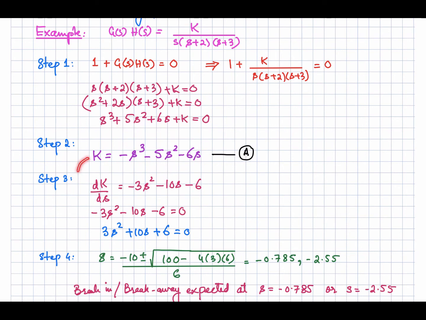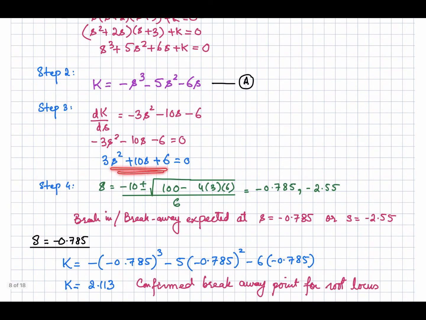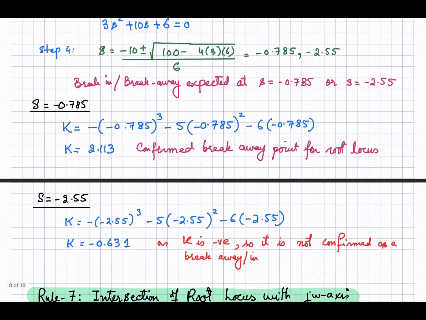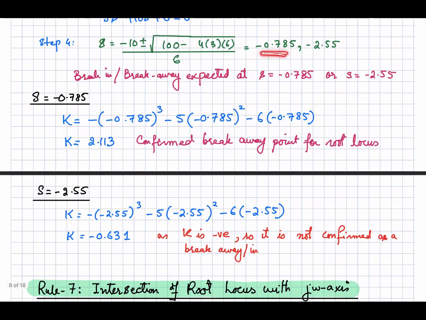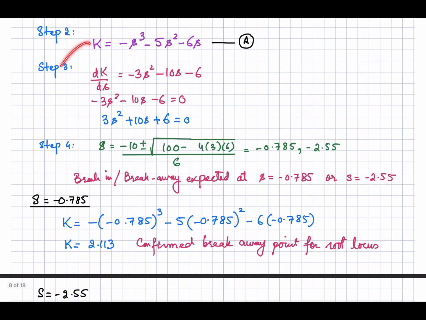Now the third step is to take the derivative of this. If we take the derivative, we will get this equation, and setting this derivative equal to 0, we will get this equation. Now finding the roots of this one, it's a second order equation, so using the quadratic formula, you can find the roots. Both of the roots are real in this case. One root is over here and the second root is over here. So the break-in or break-away is expected at these two points. Now let's confirm whether it's a confirmed break-in or not. How to do it? First of all, take this root, -0.785, and take this equation of K, this one.